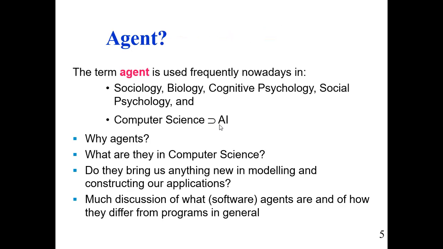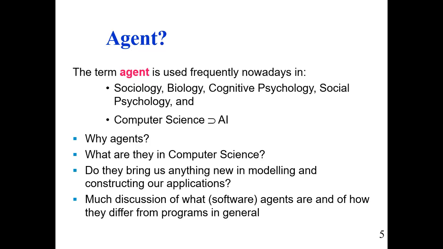What is an agent actually? The term agent is used frequently nowadays in sociology, in biology, in cognitive psychology, and also in social psychology. Also, if we are talking about an agent like the person who sells houses or properties, that is the middleman, the one that finds the buyers or finds the sellers. That is also an agent.